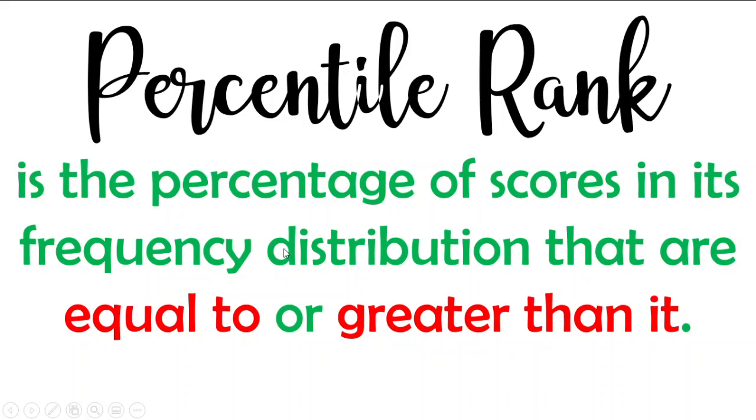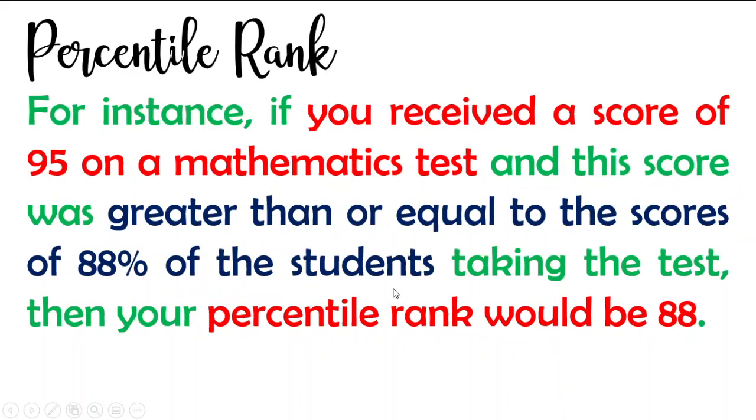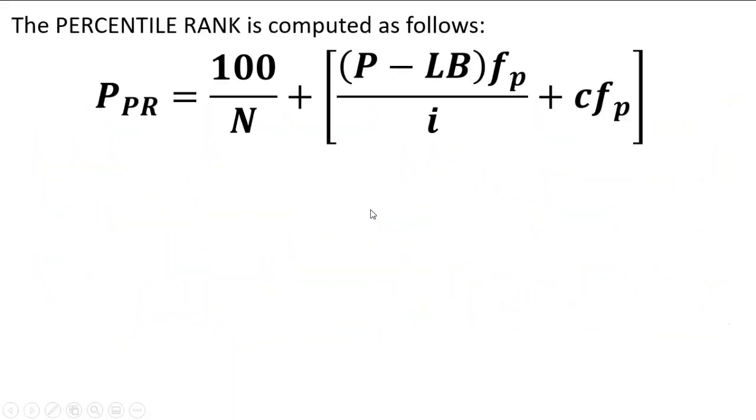Percentile rank is the percentage of scores in its frequency distribution that are equal to or greater than it. Say, for instance, if you received a score of 95 on a mathematics test, and this score was greater than or equal to the scores of 88% of the students taking the test, then your percentile rank would be 88. Okay? So, in computing for the percentile rank, we will be following the given formula written in our module.